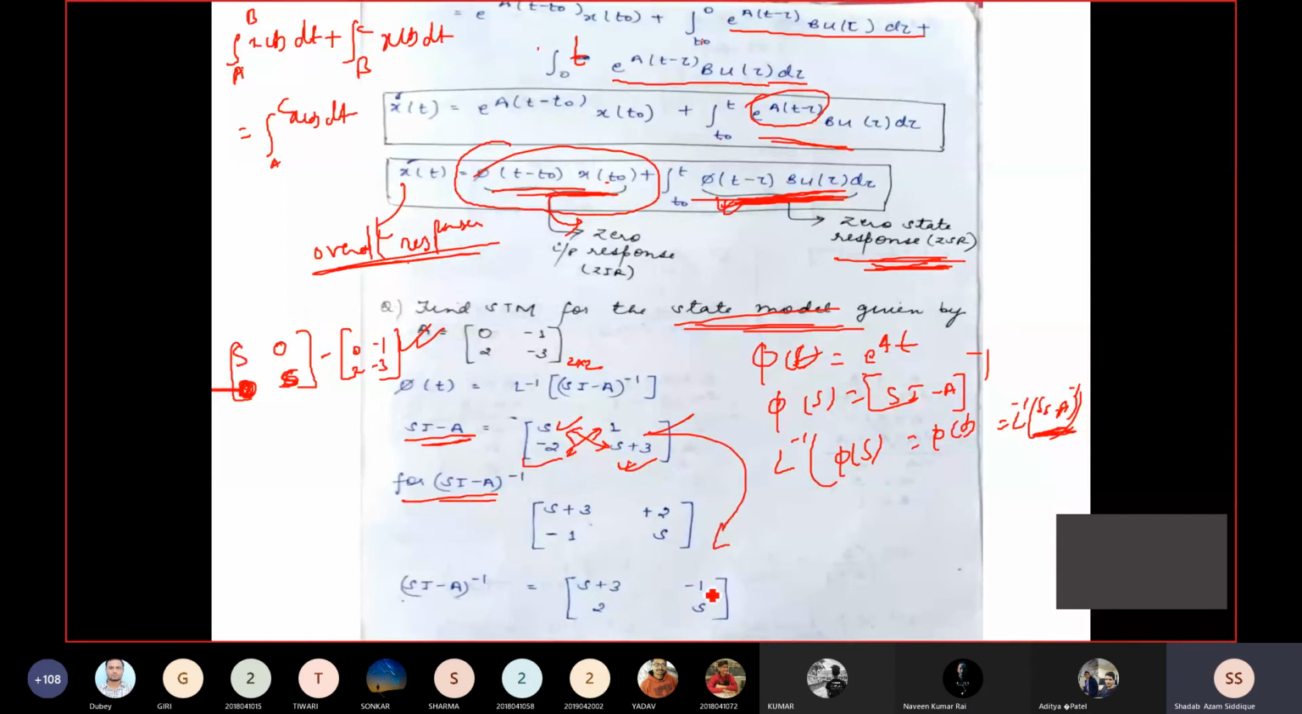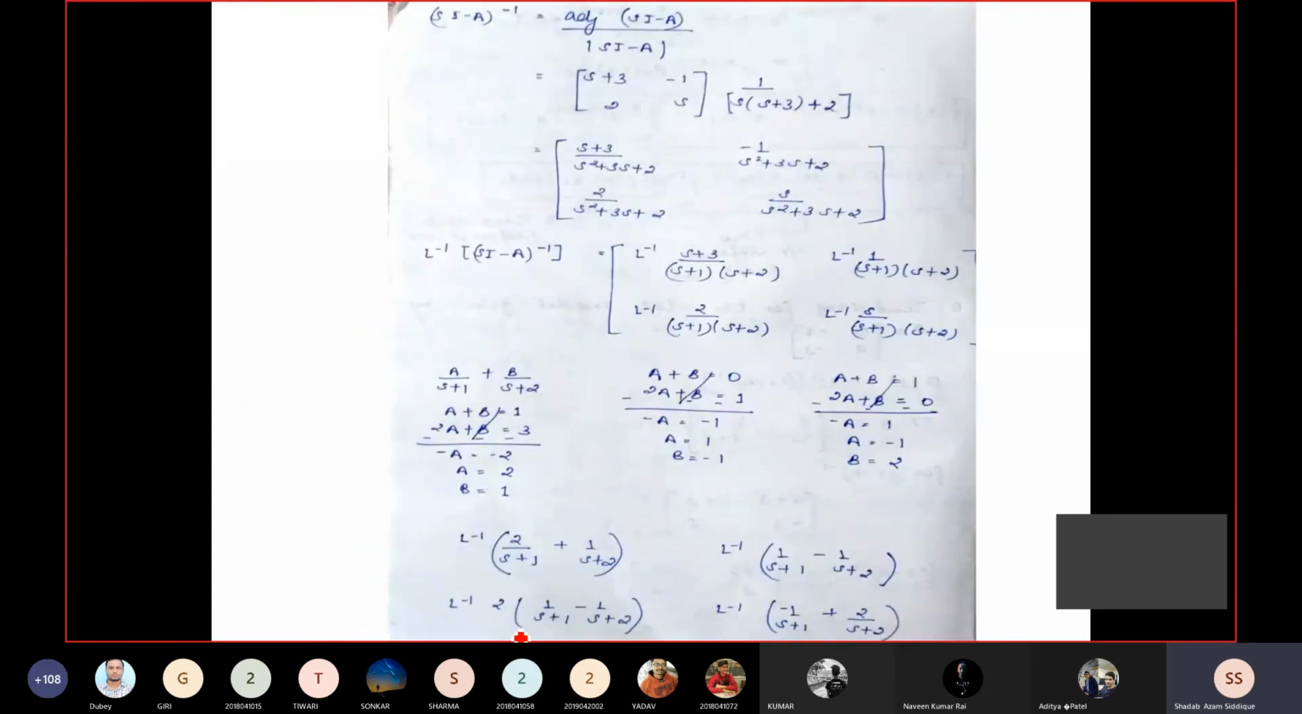You can see here the minus sign is multiplied here, and this is also multiplied with the minus sign. And what should be the inverse? The inverse should be 1 upon the determinant of sI minus A. The determinant is not written, so 1 upon the determinant of sI minus A. So what should be the determinant? See here, it is written as the adjoint of sI minus A divided by the determinant of sI minus A.